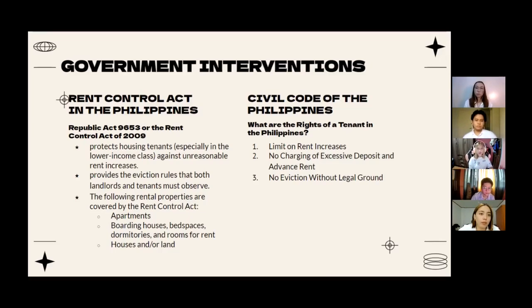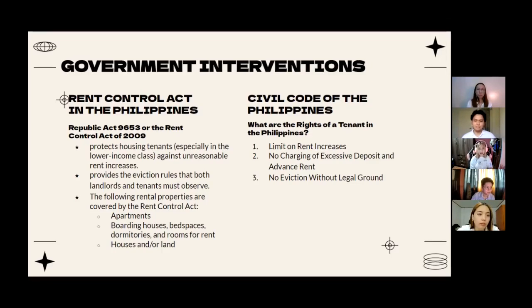Particularly, the following rental properties are covered by the Rent Control Act: apartments, boarding houses, bed spaces, dormitories, rooms for rent, houses, and/or land. So landlords and renters who violate any provision of the rental law face penalties: a fine of 25,000 to 50,000, imprisonment of 1 month and 1 day to 6 months, or both.